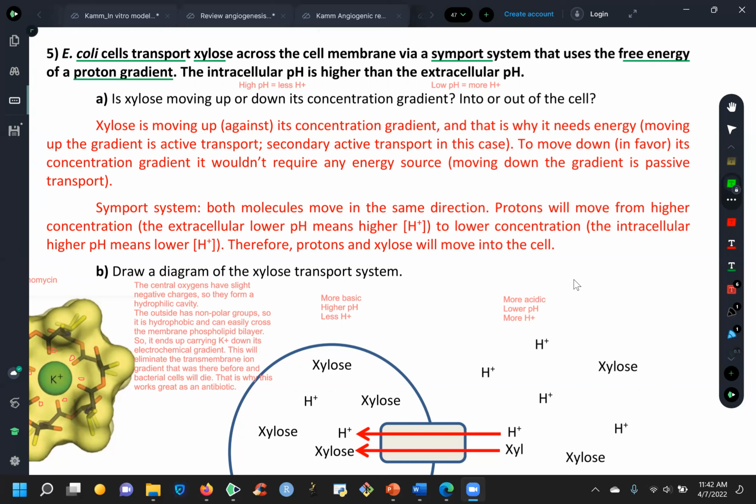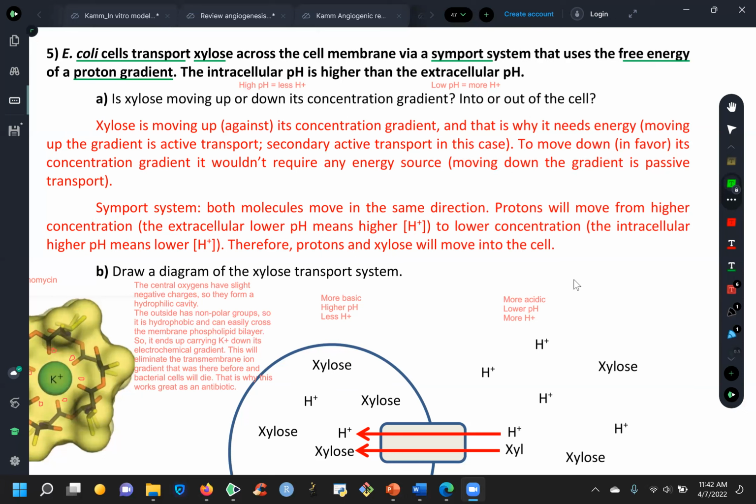So all that's left to determine is what direction things are moving in. So they're going to give us a clue. And this is where students make the mistake. The intracellular pH is higher than the extracellular pH. That's it. That's your clue. You have to be able to answer the whole question based on that.